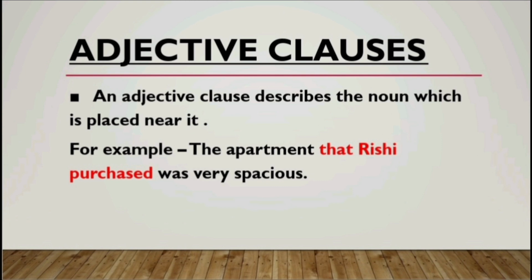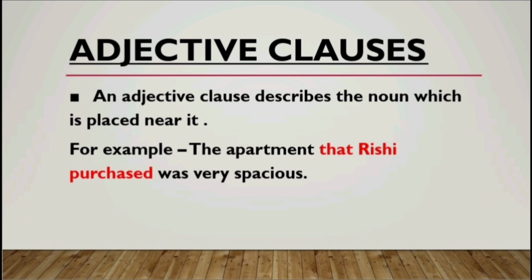If you see this example here, the apartment that Rishi purchased was very spacious. The highlighted group of words, that Rishi purchased, is an adjective or a relative clause. Why? Because it is describing the noun which is placed near to it, and that noun is apartment. It is describing which apartment: that Rishi purchased.